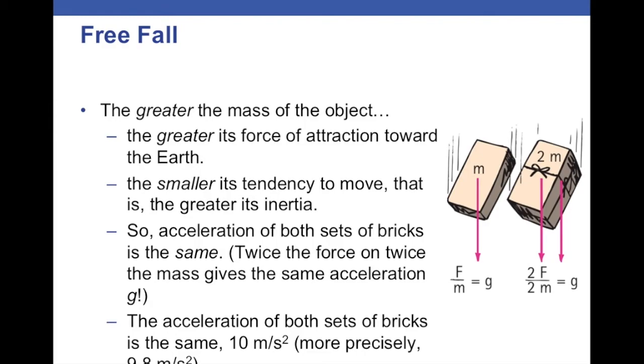So if you look at the equations here on the right side of the slide, it says force equals mass times the acceleration of gravity, or force divided by the mass equals the acceleration of gravity. Well, if you have twice the force and twice the mass, guess what? The two twos cancel each other out. So it ends up just having the exact same acceleration.